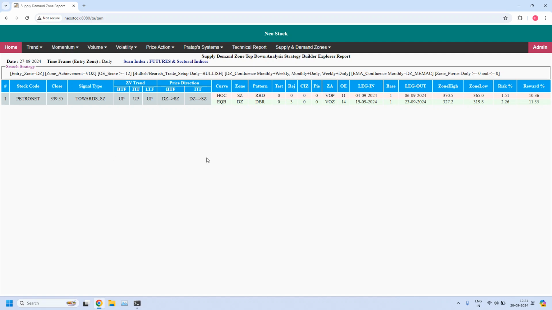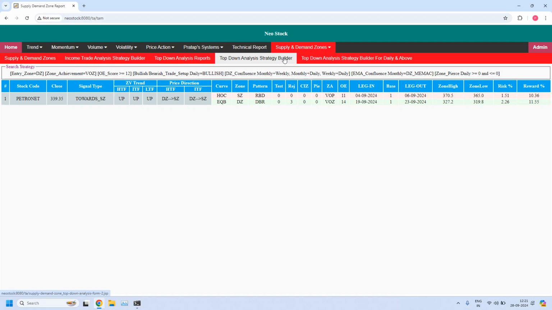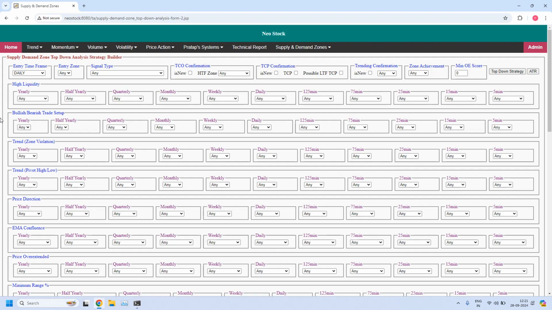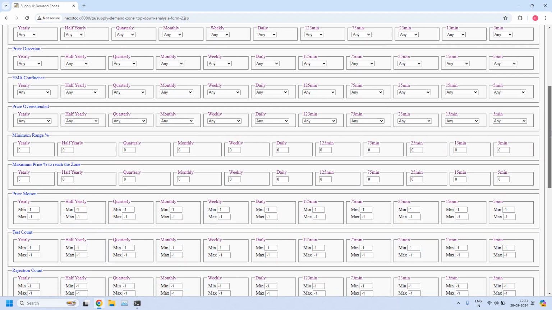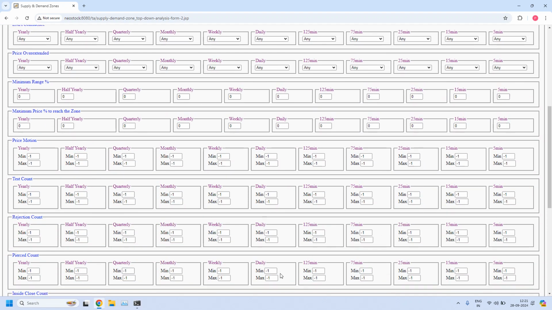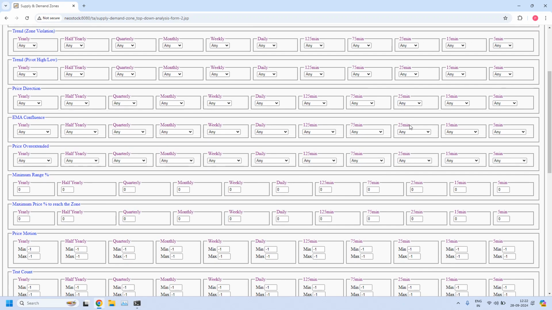Okay, next report is about bearish trade setup for monthly income trade, entry time frame daily, entry zone should be supply zone. In bullish or bearish trade setup at daily, I am selecting bearish, and this daily supply zone should not be pierced. So in the pierced count at a daily time frame, minimum value I am setting 0, maximum value I am setting 0.